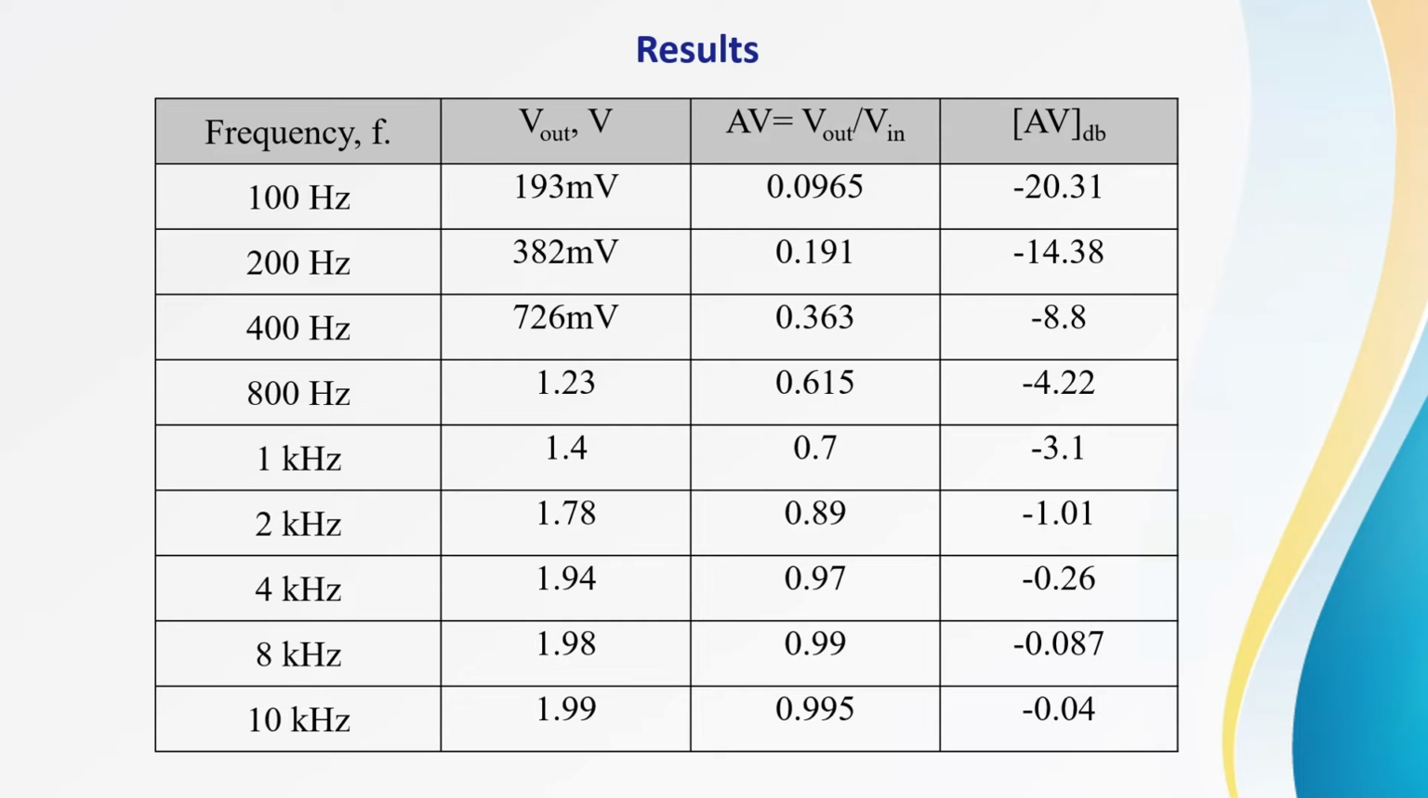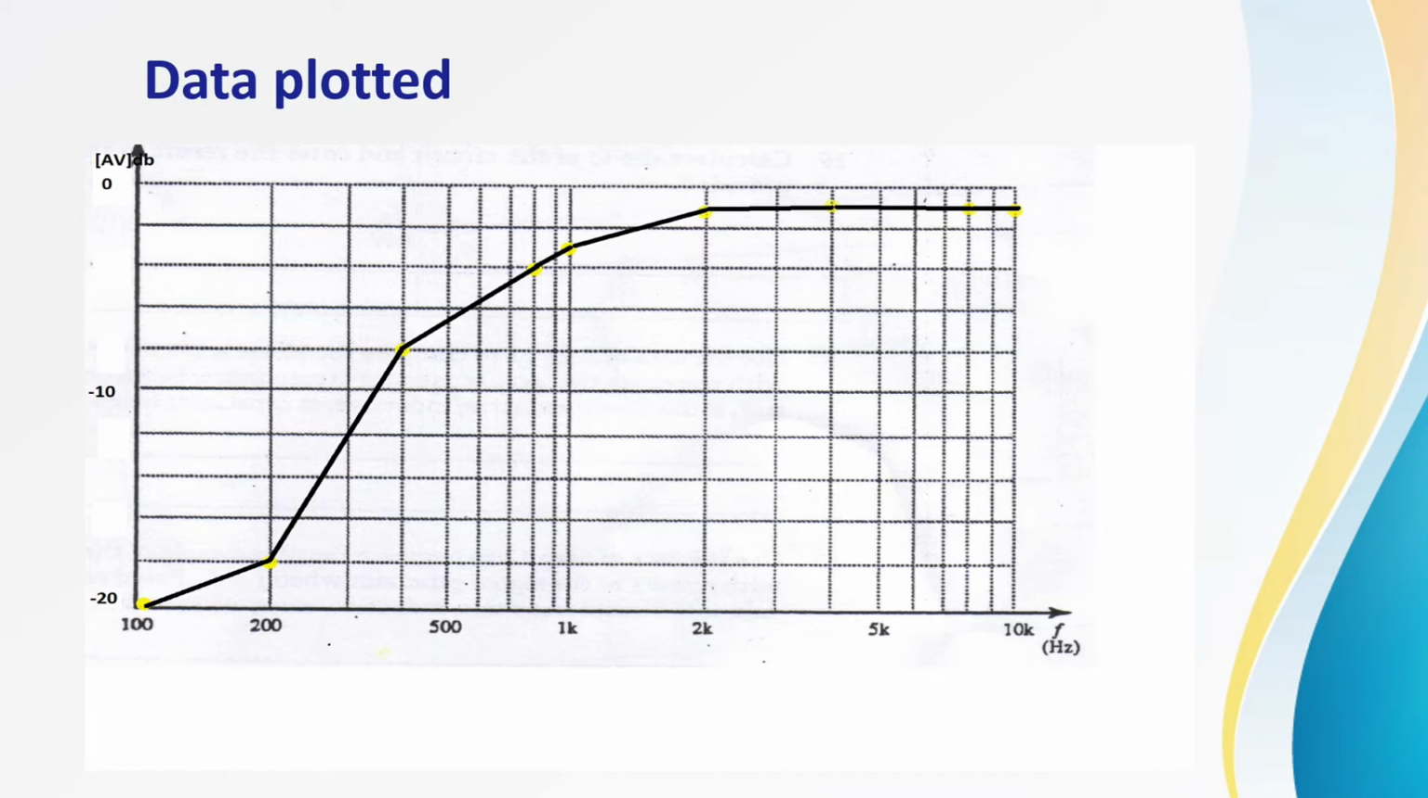After that, 4 kHz, the Vout is 1.94. The AV, Vout over Vin, is 0.97, and AV in dB is negative 0.26. For the 8 kHz, the Vout is 1.98, and the AV, Vout over Vin, is 0.99, and the AV in dB is negative 0.087. Lastly, 10 kHz, the Vout is 1.99, and the AV, Vout over Vin, is 0.995, and AV in dB is negative 0.04. So this is the data plot.